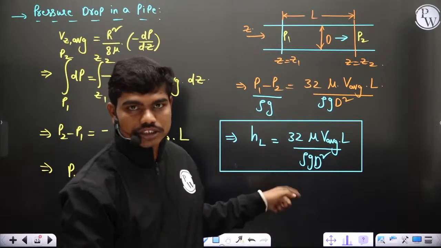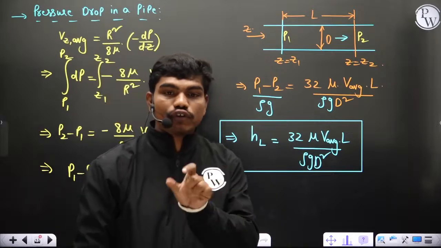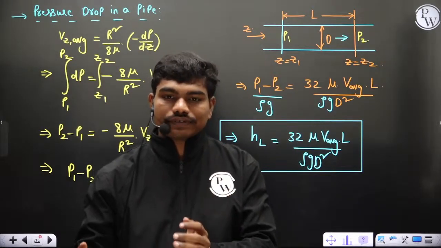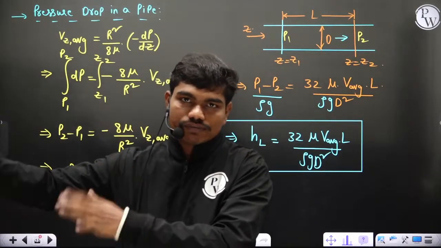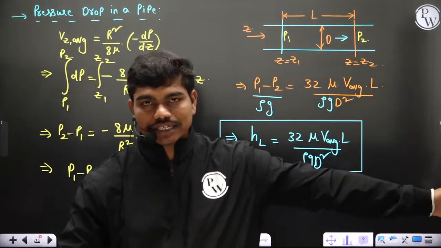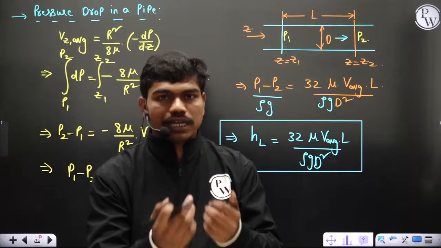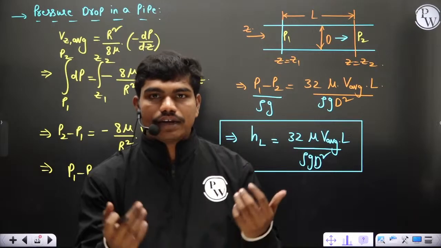for calculating loss. No one will ask you, if you send the fluid at 10 meters per second velocity, what is the loss? People will ask you, if I want to transfer, for example, some 5,000 liters of petrol from Vizag to Secunderabad or some other place, let us say, through a pipeline, then for transporting this much amount of fluid, what will be the loss for a given diameter of the pipe? And they'll tell you the pipe diameter.